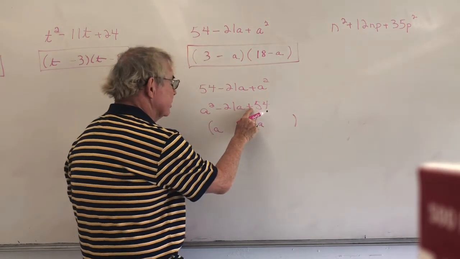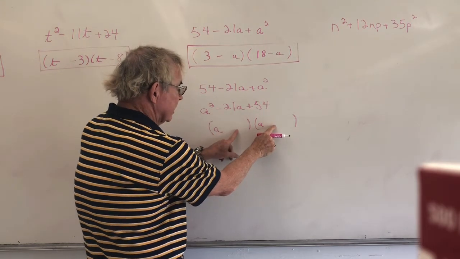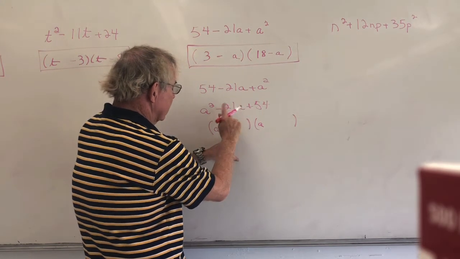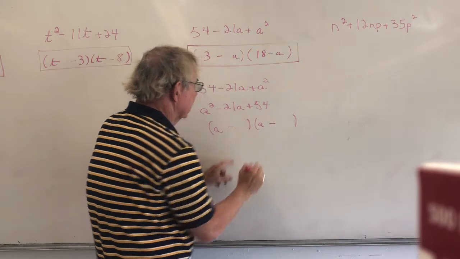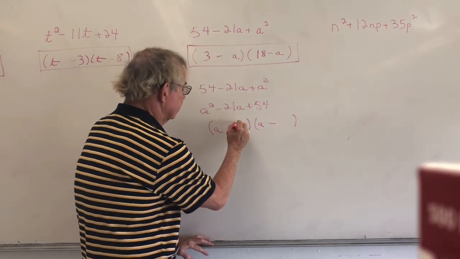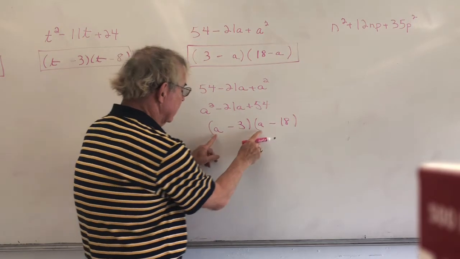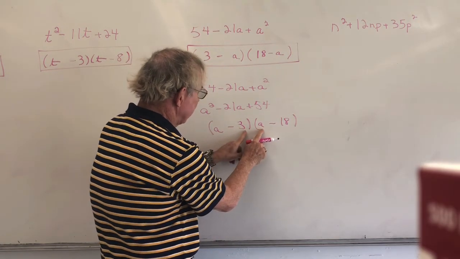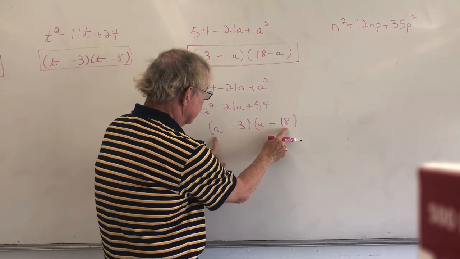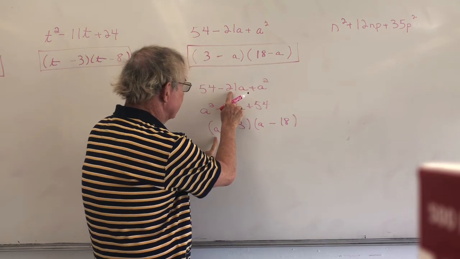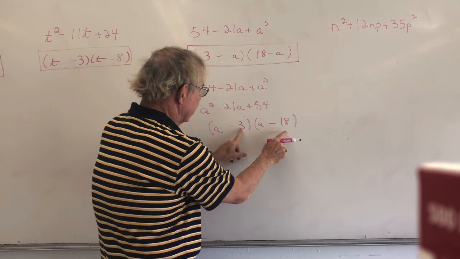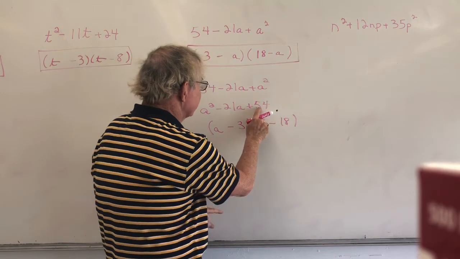This sign's plus, so that says these signs are the same, and that's what they are. And 18 and 3. And there it is again. A squared minus 3a minus 18a, which is that. And negative 3 times 18 is 54.